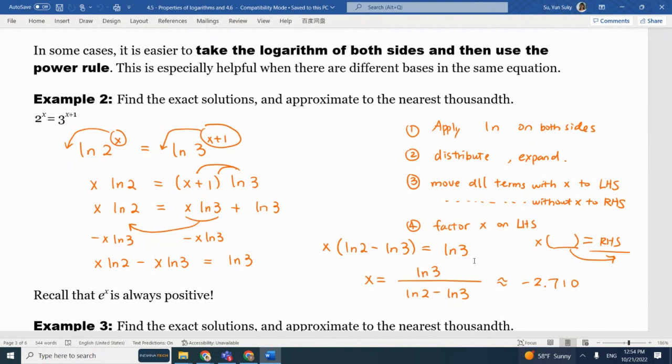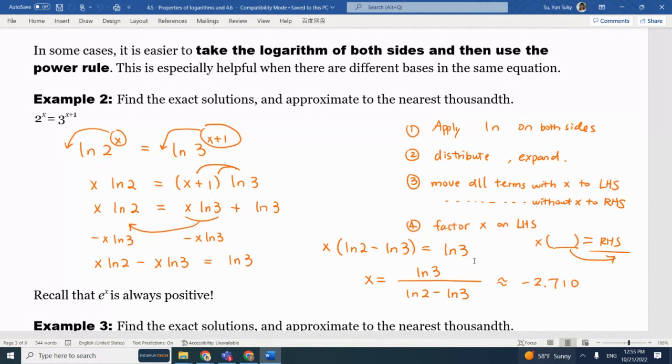This is the exact answer, and then you need your calculator. You put parentheses ln 3 parentheses, divided by parentheses ln 2. Don't forget, usually when you press the ln button, there is a left parenthesis, so after you enter the 2, enter the right parenthesis to close it, and then minus ln 3 in parentheses. I hope everybody can practice using your calculator, because if you miss some parentheses, you won't get the correct answer. Please practice that.